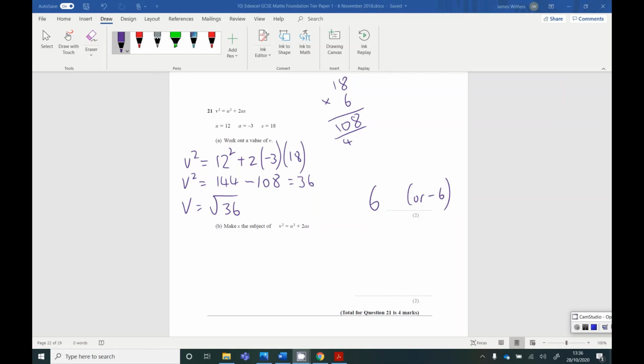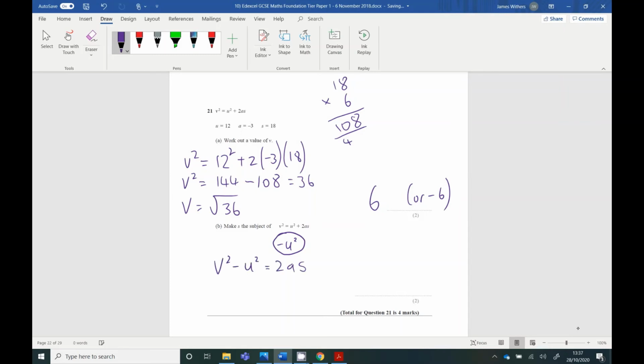Well, we've got U squared plus 2AS, or if you like 2AS plus U squared. How do you undo a plussing of U squared? We're going to minus U squared from both sides. So minusing U squared from both sides, we get V squared minus U squared equals 2AS.